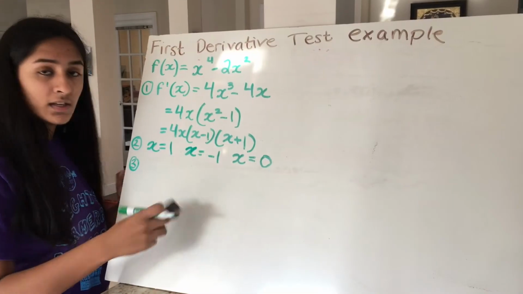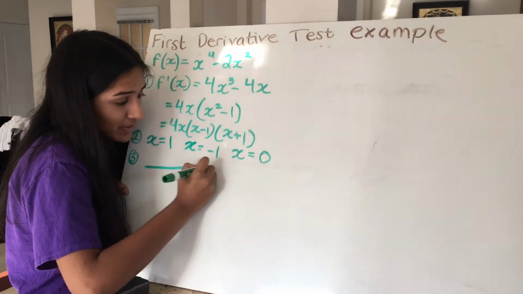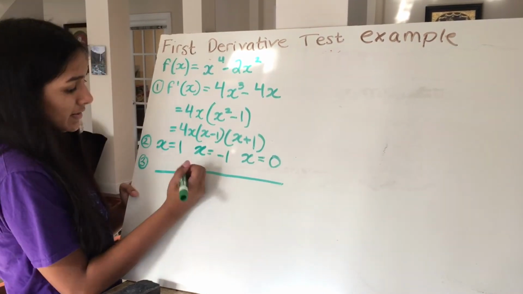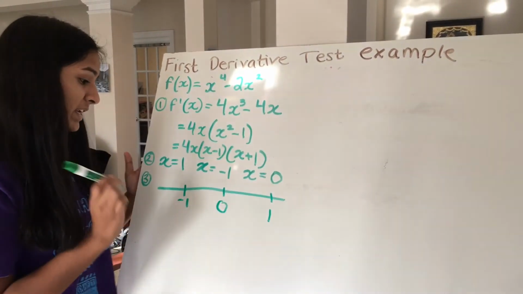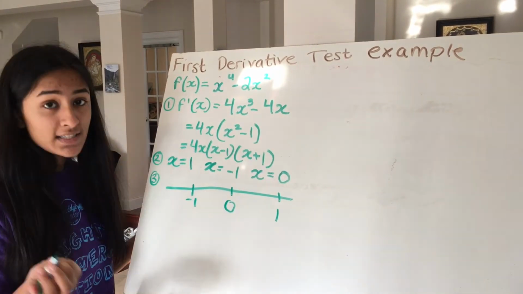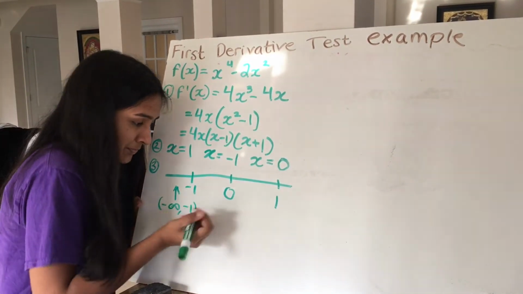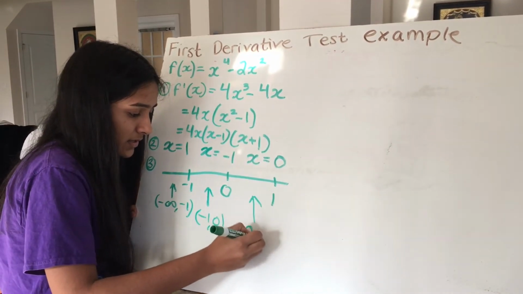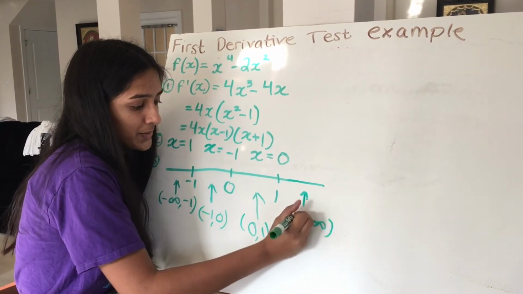So the next step is finding the intervals of increasing and decreasing. So for that, we need to make a sign chart. So for our sign chart, we draw a line and we put our critical numbers on that line. So we have -1, 0, and 1. And we need to figure out if the function is increasing or decreasing between these intervals. So let's just identify our intervals first. So we have -∞ to -1 here, -1 to 0 here, and 0 to 1 here, and lastly 1 to infinity here.